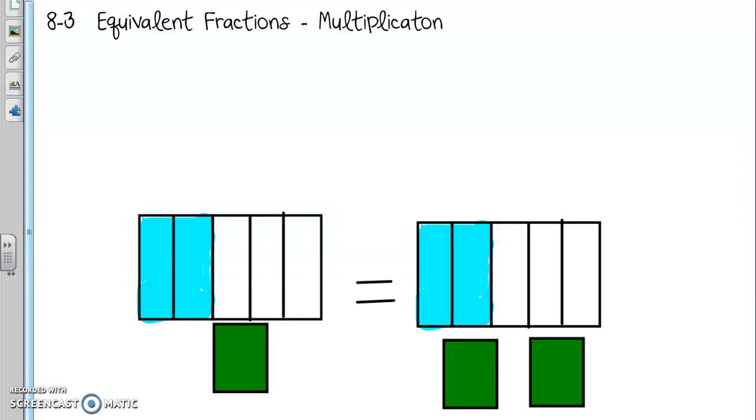All right, welcome to 8-3, finding equivalent fractions with multiplication. Honestly, I think this is the easiest way to find equivalent fractions, and if you've mastered 8-1 and 8-2, you're going to have no problem with this. That's the reasoning, and 8-1 and 8-2 show why this method works, all right? So we're going to do that right now. We're just going to go over 8-1 and 8-2, show you that.